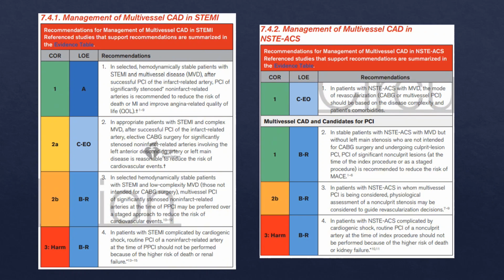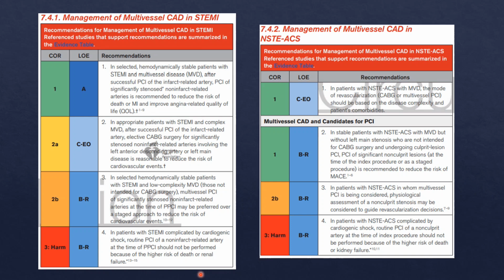For patients who have STEMI and complex multivessel disease, after successful PCI of the infarct-related artery, elective CABG can be considered for the remaining non-infarct-related arteries, especially if it involves the left anterior descending artery or the left main stem, and it has a class 2A recommendation.